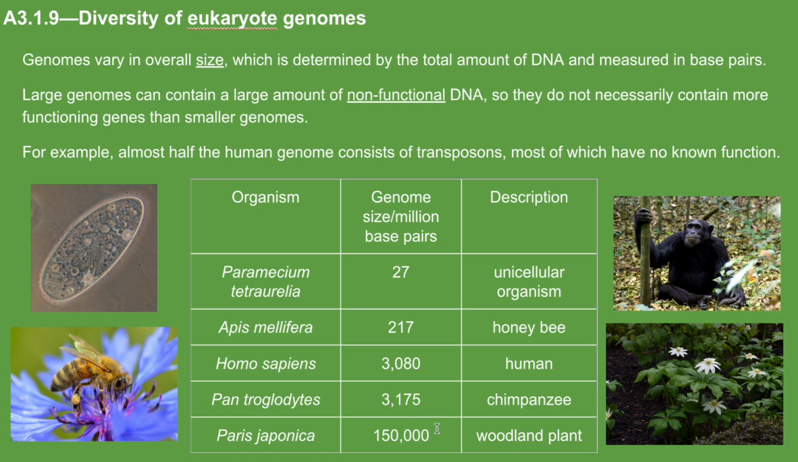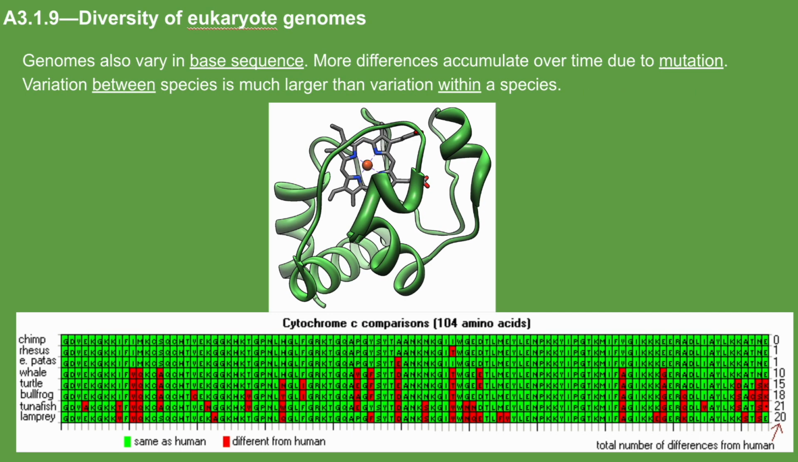And this is an example that I mentioned real briefly earlier, where commonly in plant species, we'll just see a duplication of the entire genome without then separating cells in two. And so the genome is just effectively doubled, and over multiple doublings, we end up with very, very large genome sizes. Now, genomes can vary in base sequence. More differences will accumulate over time due to mutation.